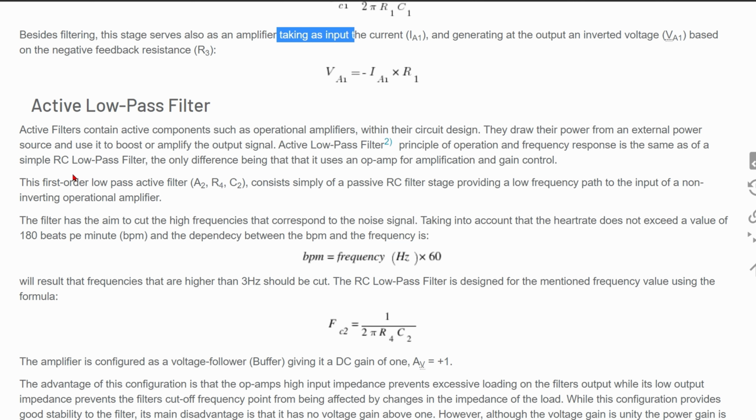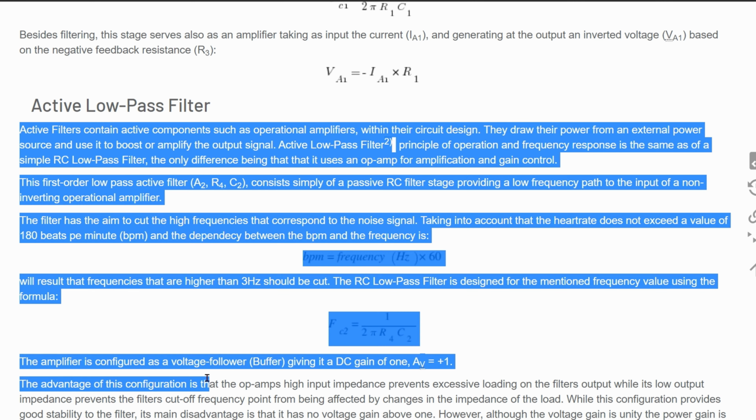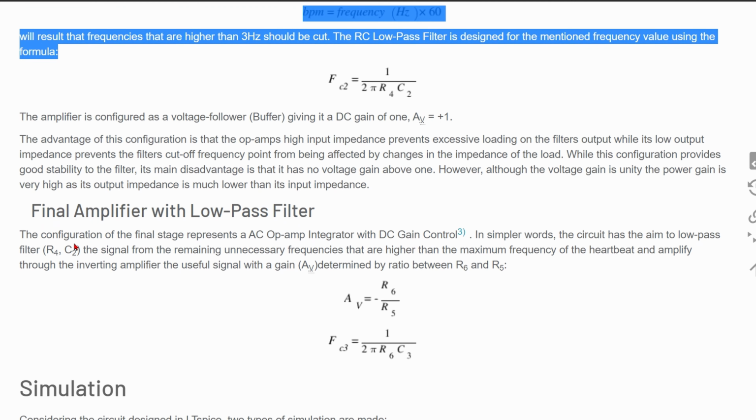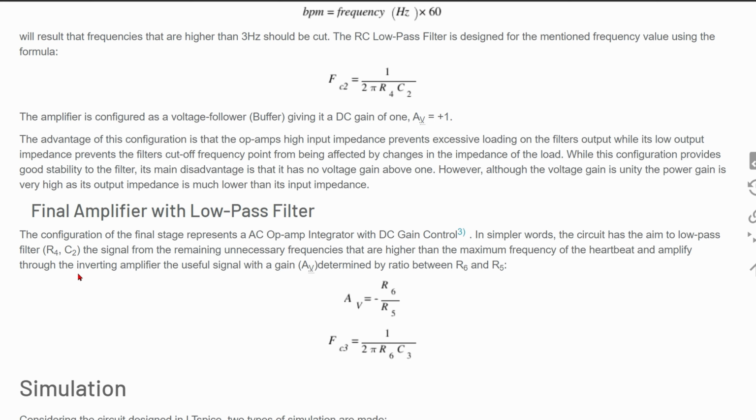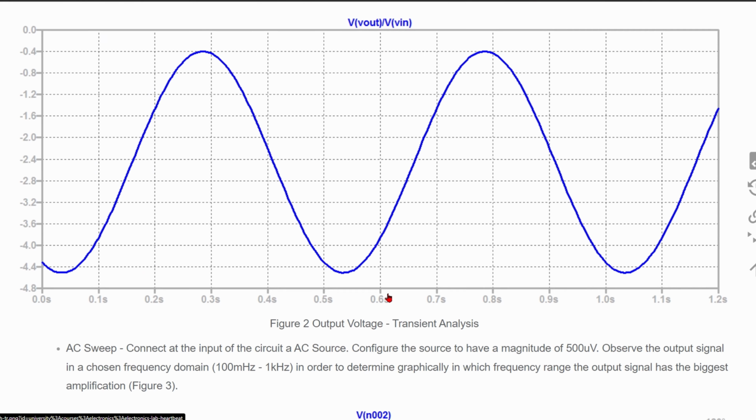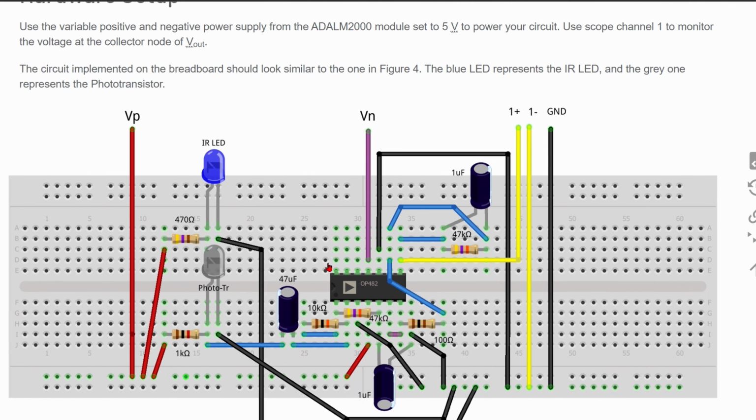We also have an active low-pass filter, and there is more information about that here. We then are going to talk about our final amplifier and the low-pass filter, and we are going to see this in our actual circuit right here.